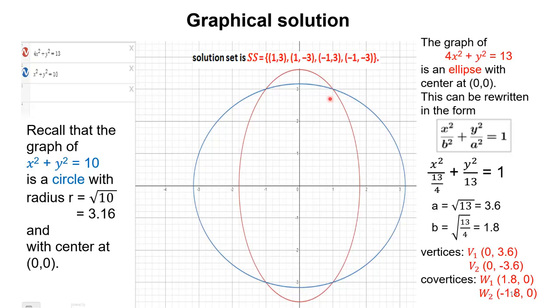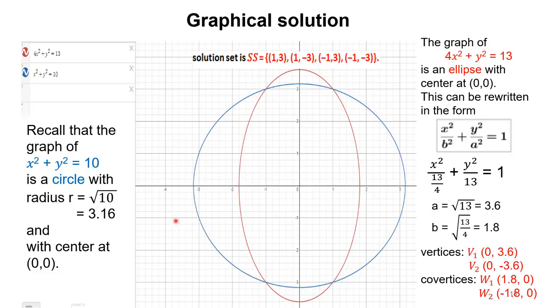And the point 1, negative 3. So this is the point 1, negative 3, this one. And the point negative 1, negative 3. So from here you have negative 1, negative 3 here. And this is the point here, negative 1, positive 3. So we have 4 points of intersection on these two equations, that is 4x squared plus y squared equals 13, and x squared plus y squared is equal to 10.